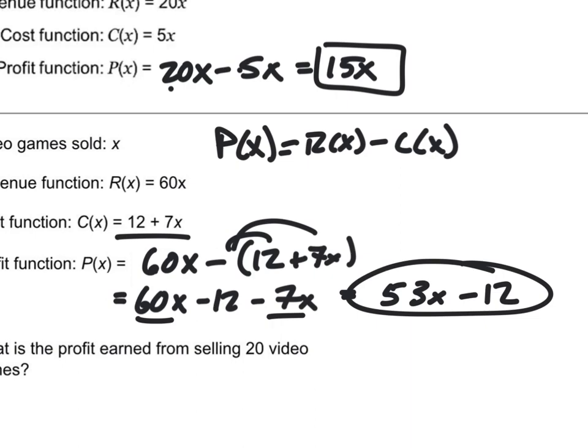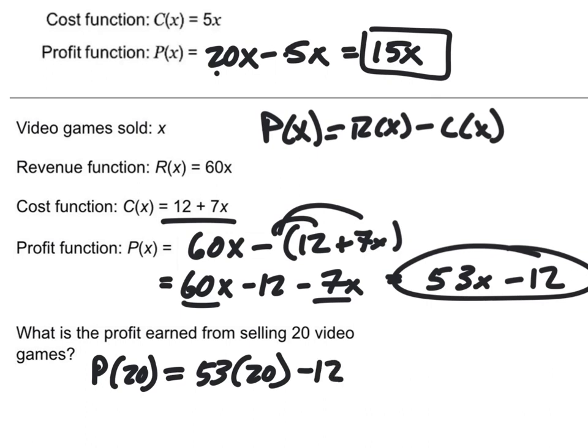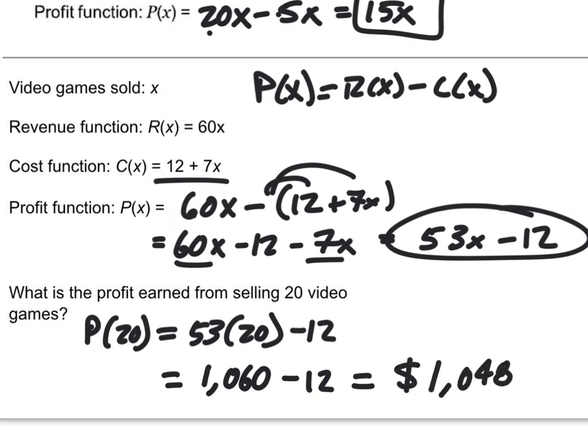And this is our profit function. And it wants us to determine what is the profit earned from selling 20 video games. So that means it's wanting us to find P of 20, which is going to be 53 times 20 minus 12. Let's evaluate that. 53 times 20 is going to give me $1,060, minus 12, and that's going to give us $1,048. And that's our profit from selling 20 video games.